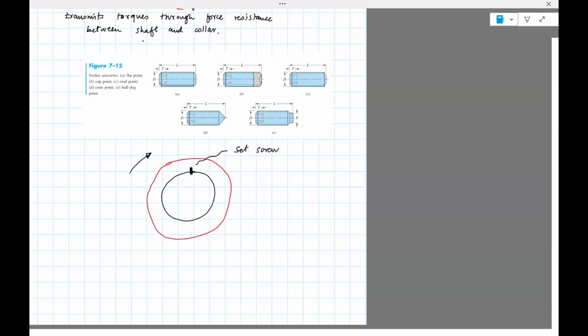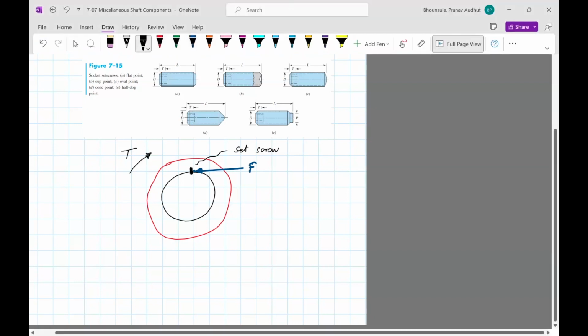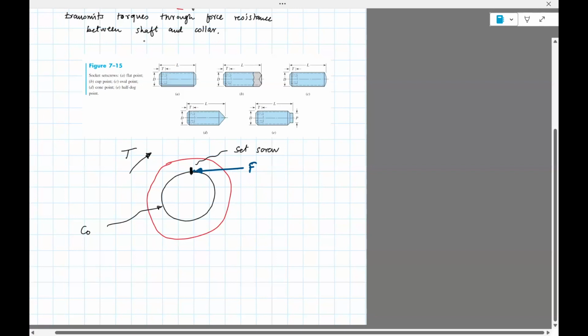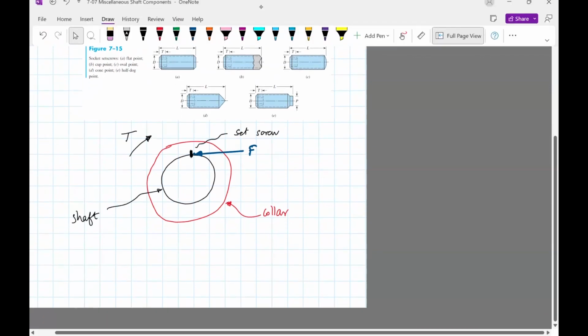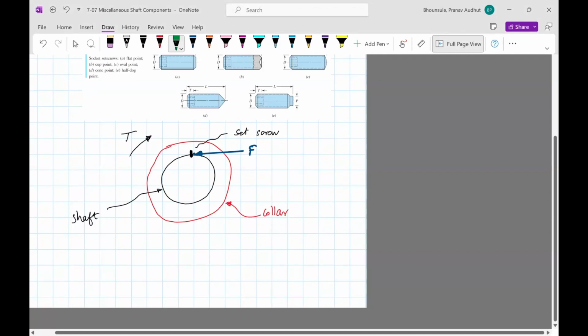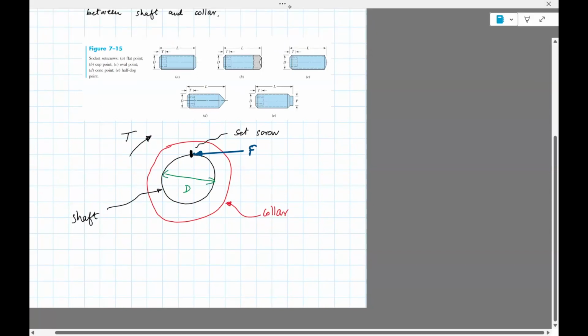Okay, so clearly it's going to transmit torques because the shaft is rotating. There is going to be a force because the set screw is now going to resist that. It's going to transmit the force from the shaft to the collar. So let's call this the shaft. The red thing is the collar. And then let's say that the diameter of the shaft is capital D.